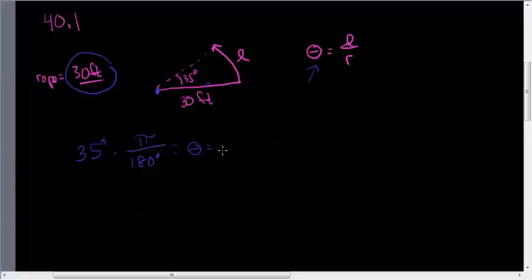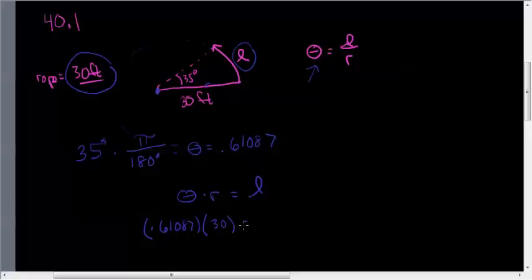Theta equals 0.61087. So what I'm trying to find is how far does the dog move? So the question is, what is the length? Theta times the radius equals the arc length. 0.61087 times the whole length of the rope, because that's the radius, right? Because the dog's going to go around the tree like this. The whole radius is 30, so times 30 gives me 18.33 feet.